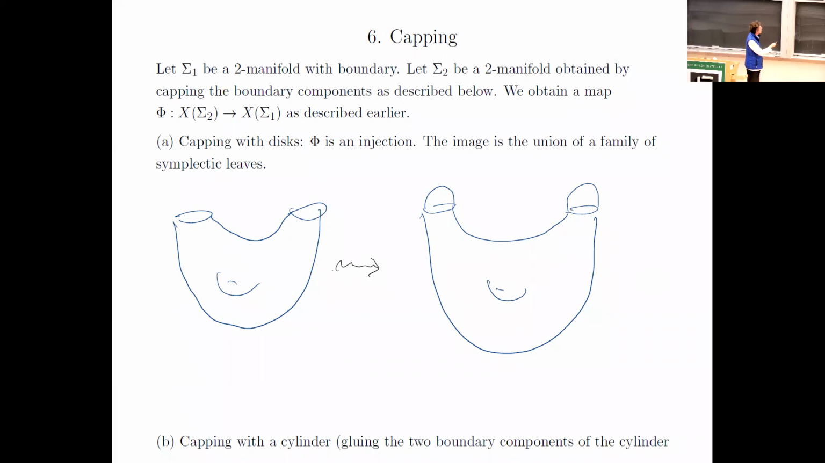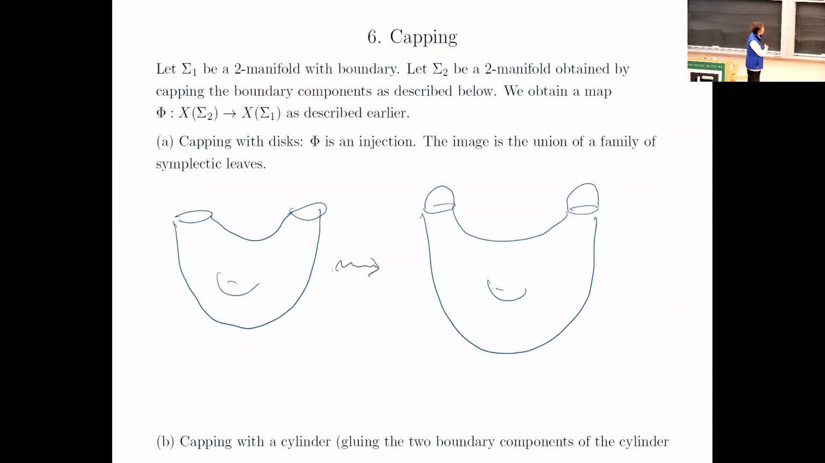So in this case, the map phi is an injection. The image is the union of a family of symplectic leaves.